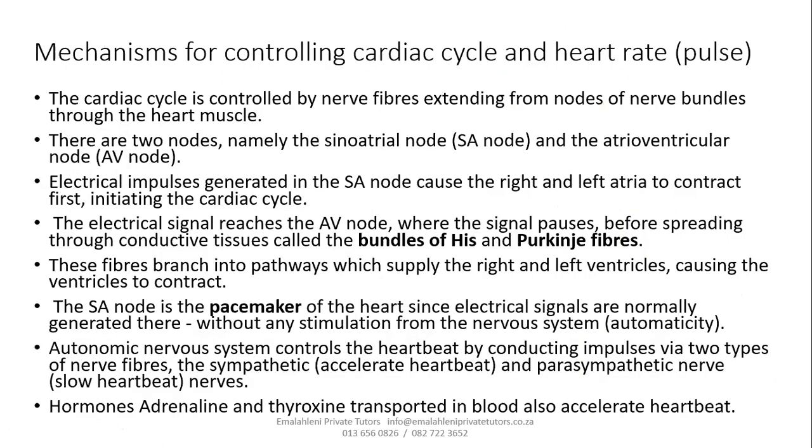Now, let's move on. Mechanism controlling what you call the cardiac cycle and heart rate. So we must understand something. If we go back to the nervous system, we all know that when it's cold, you say, I'm feeling cold now. Then your brain tells you to pick up a jersey or something warm. But those are voluntary actions. But we have involuntary actions like heartbeat.